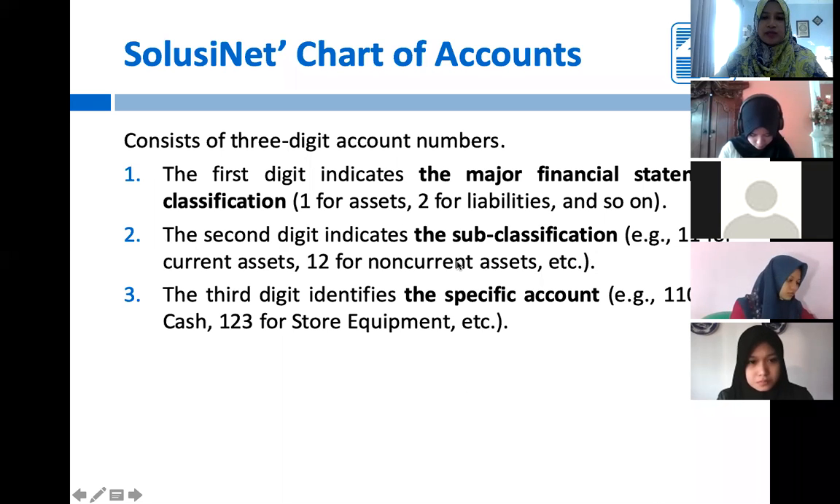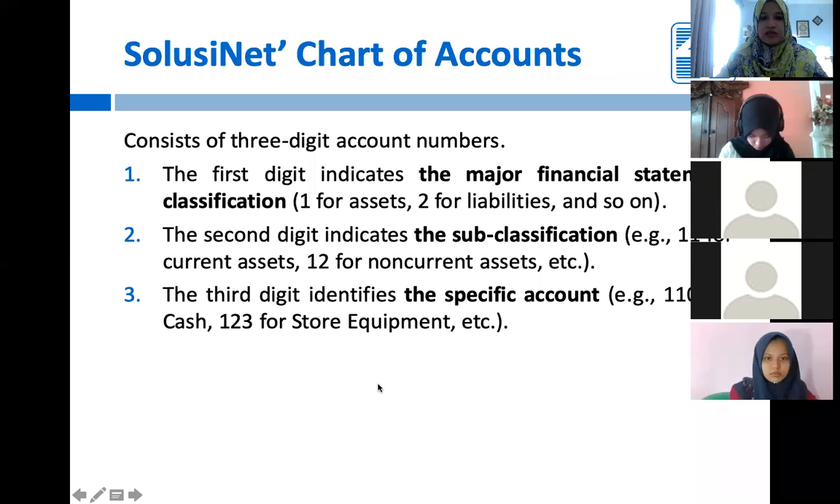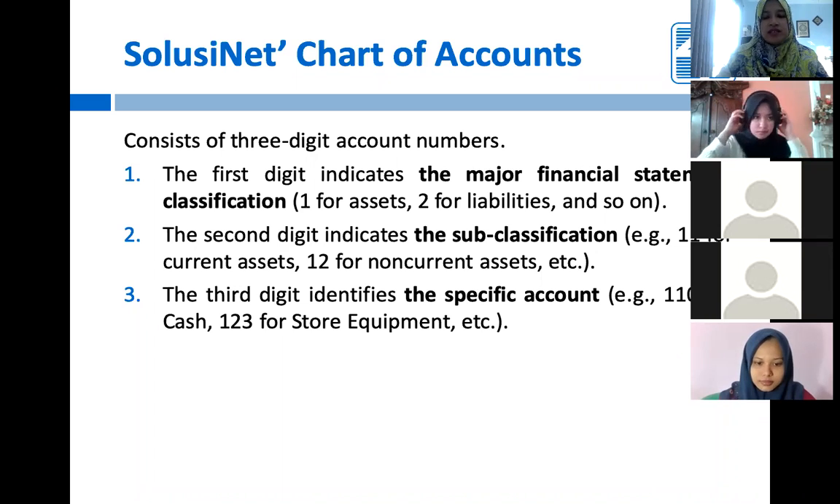So this is the explanation as I mentioned just now. The first digit indicates the major classification of the components of financial statements. And then the second digit indicates the sub-classification, while the third shows us the specific account number for each account.